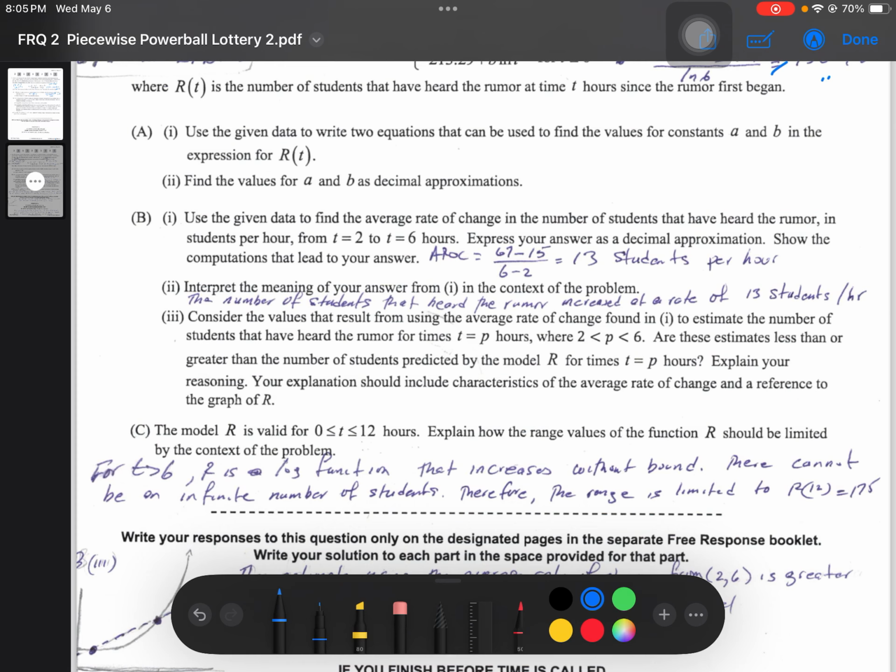I ask you, and I hope by now, sorry, I'm watching the news real quick. So you can read this, but let's read B3 together now.